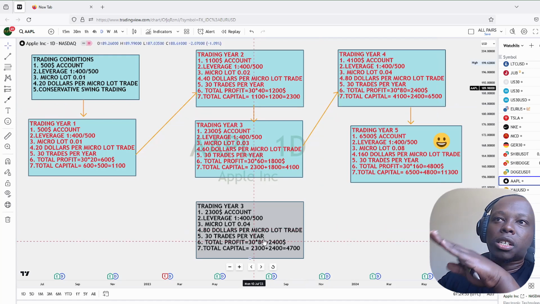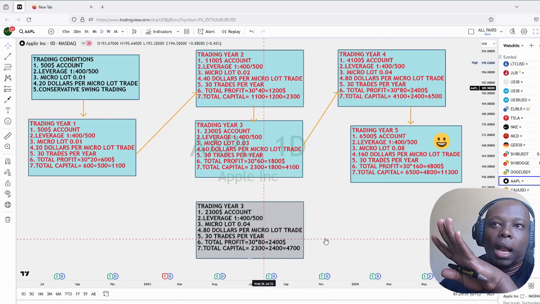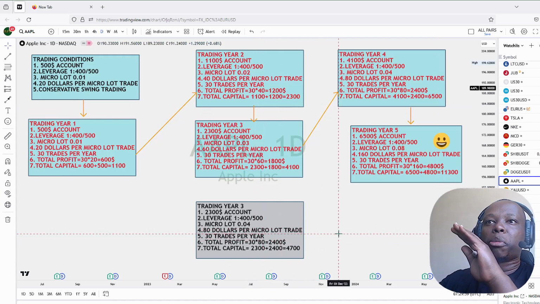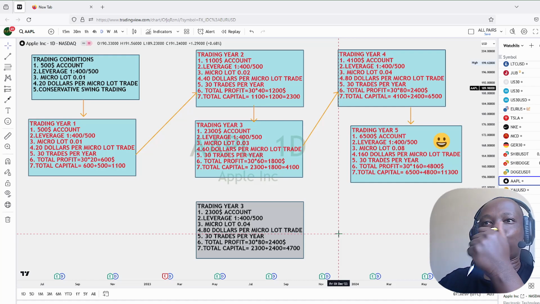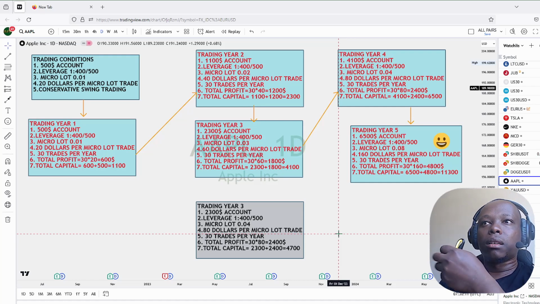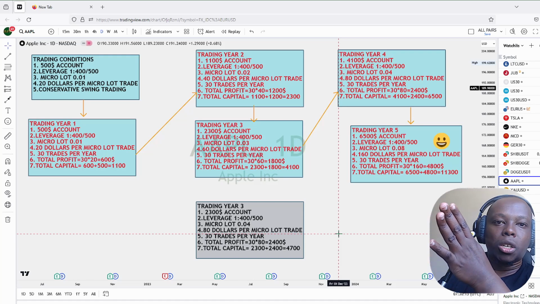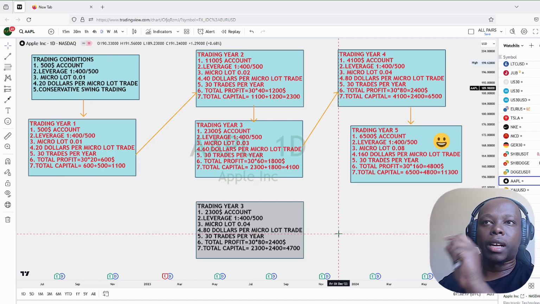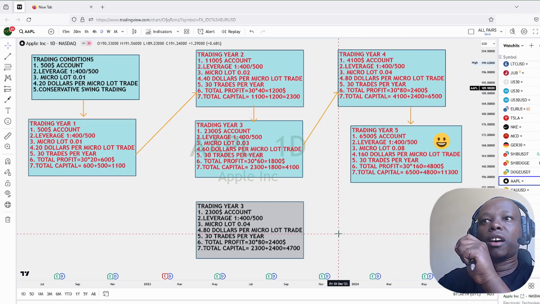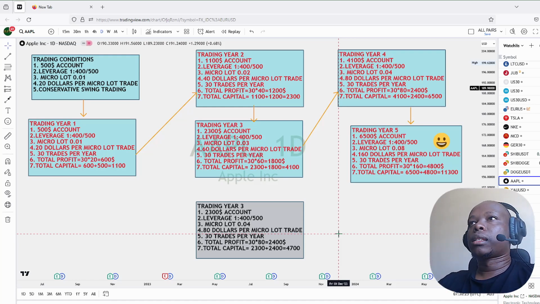So what you're seeing is trading year 3 is in black. And if you compare trading year 3 versus trading year 3, you'll see I have increased my lot size from 0.03 to 0.04. So right now I'm targeting $80 per trade. So you'll see I'll close year 3 with 4,700 under the slightly aggressive model versus 4,100 in the other model.